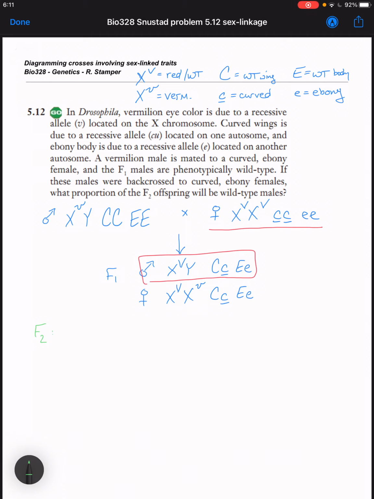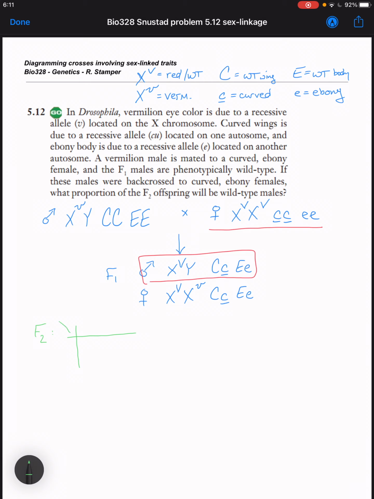I could do this as a giant Punnett square. And in fact, it wouldn't be too bad because that parental female has a fairly simple genotype. She's homozygous for all three traits. But in a previous example I've done one big Punnett square, so I'm going to do separate ones. I'm going to take advantage of that idea of independent assortment, and look at sex and wing and body separately.